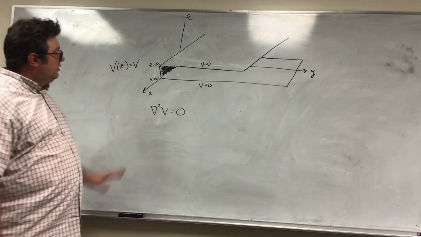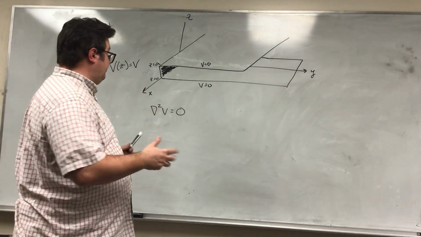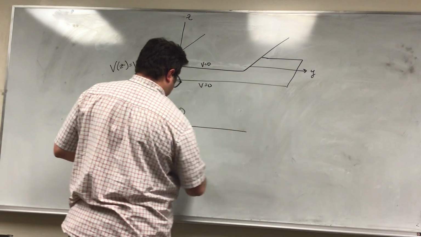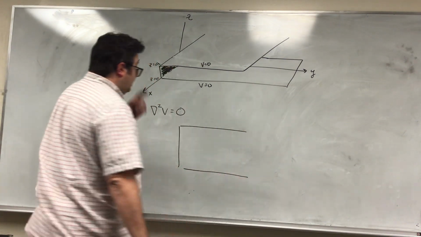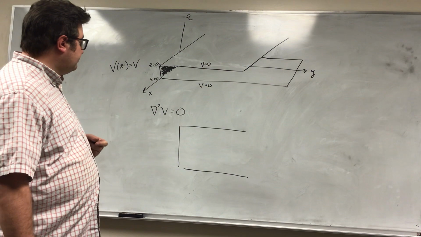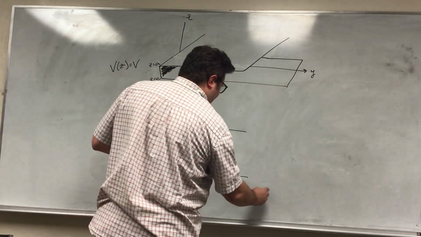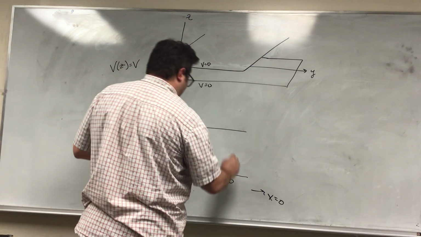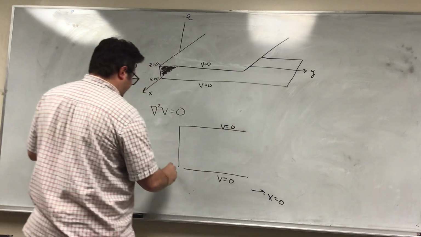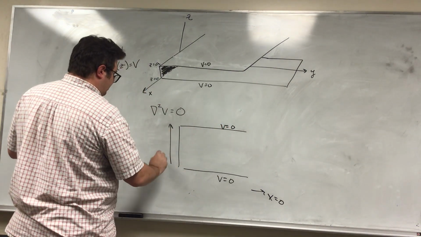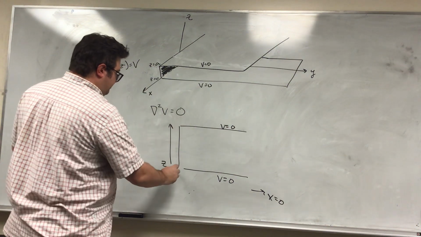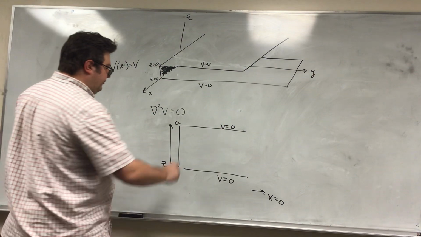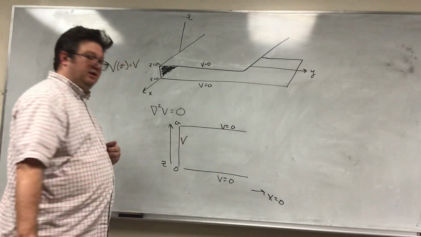So if I'm looking at this head on, this is what I see. I see that as x goes this way, my potential is equal to 0, and here it's equal to 0. And here, my z goes up, starting here at 0 and going to a. And the voltage there is going to be V.